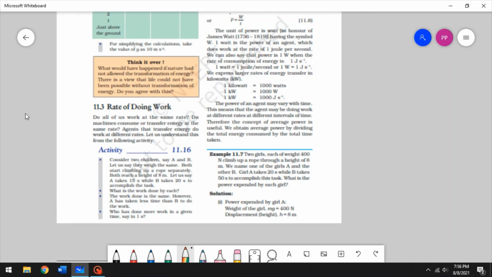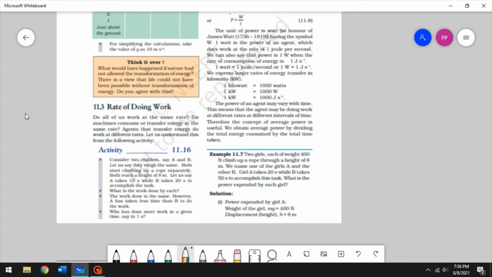Even if you're talking about schools, there is an average pace, right? So they don't change the study plan. Teachers don't change their study plan based on an individual student, whether that student is able to grasp the material faster or slower. It doesn't matter, and because of that, the teachers tend to take an average pace and they plan their lessons accordingly. So all of us do not work at the same rate, and machines do not consume or transfer energy at the same rate.